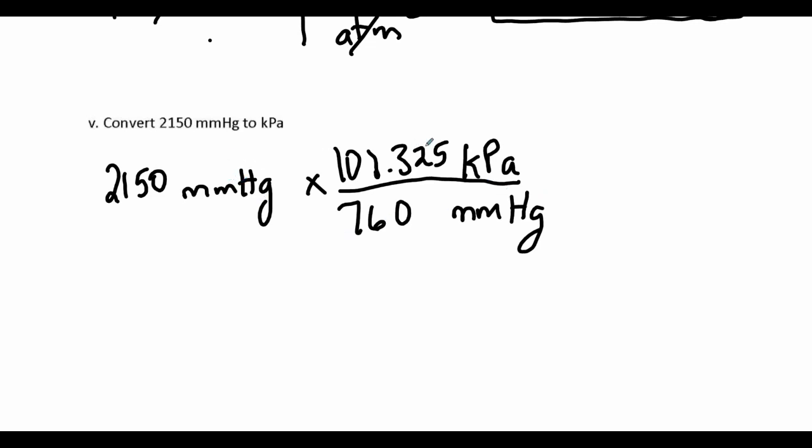So you're actually doing 2 processes here. You're multiplying by the 101.325 and then dividing by the 760. So it's sort of got 2 steps. So when you do that, you would get 286.64 kPa.